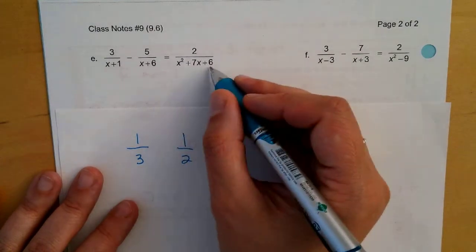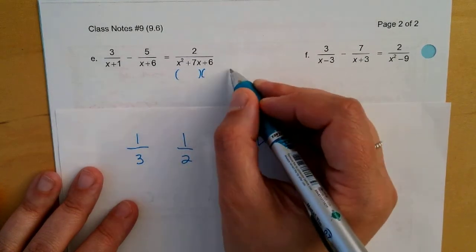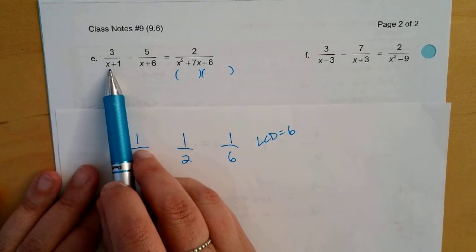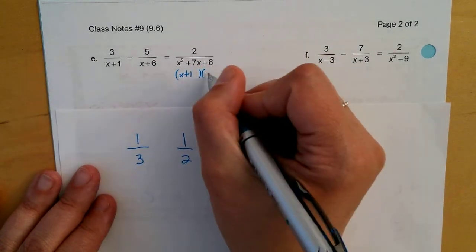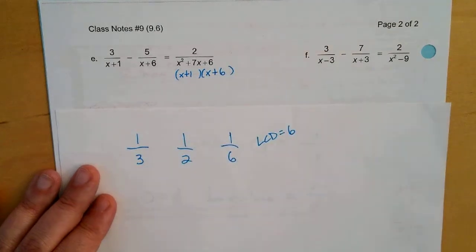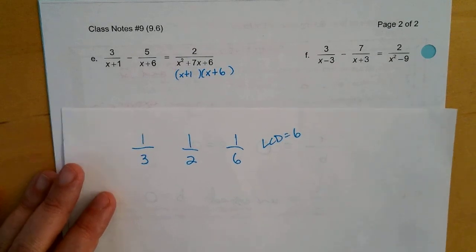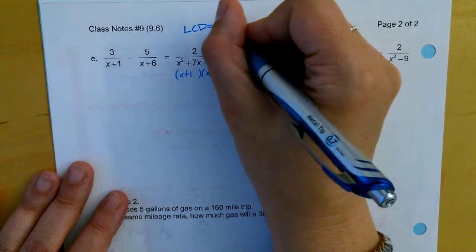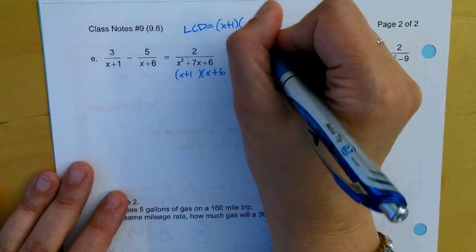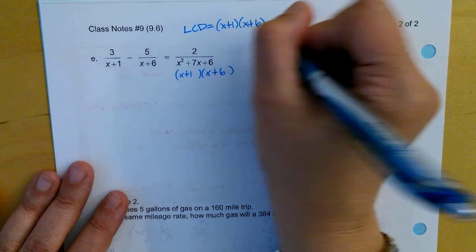So if you see something like this, you need to factor it. And I will tell you right now, most likely that times that is that. Isn't that true? X plus 1 times x plus 6. Is that the same thing as x squared plus 7x plus 6? Yes. So what's the lowest common denominator then? Yeah, x plus 1 times x plus 6.